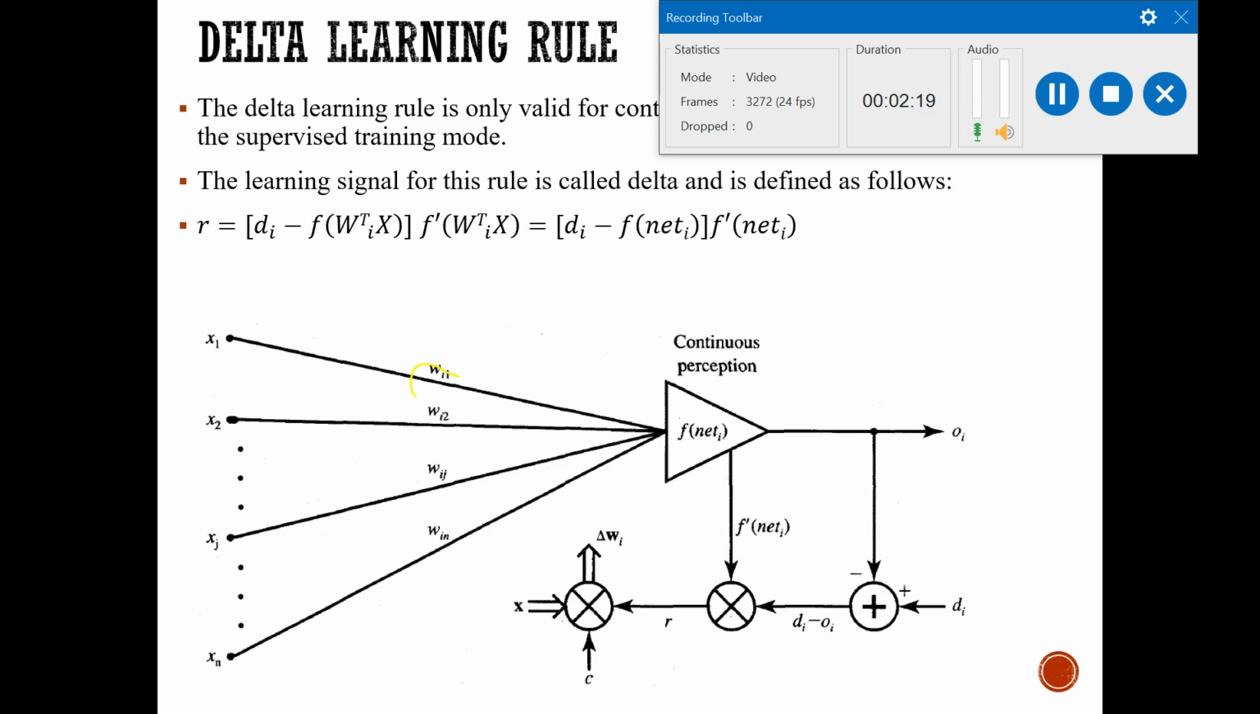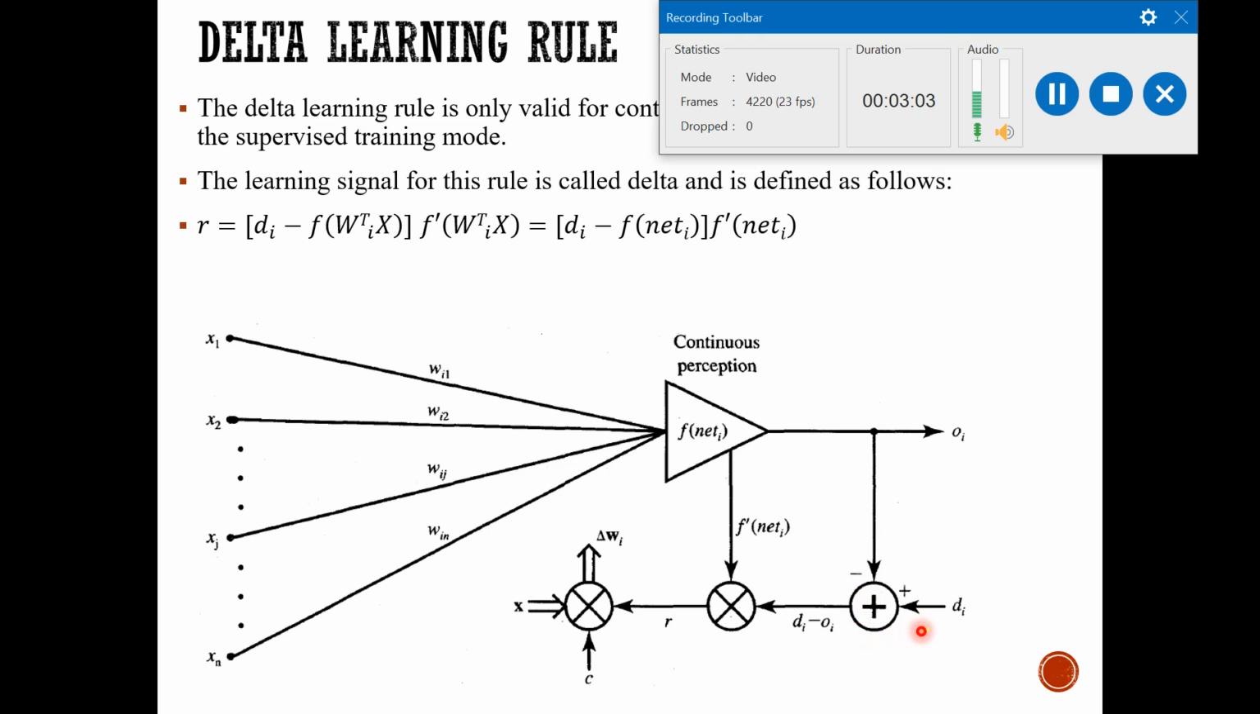Here, as you can see, these are the weights wi1, wij, win, and these are the inputs as usual. Now we have indicated this with a continuous perceptron. Before the continuous perceptron, you will be calculating net. And what is net? Wi transpose x. So these weights will be multiplied by the inputs and you will be calculating net. After calculating net, you will be calculating f of net, that is at this particular point, and that will be nothing but oi.